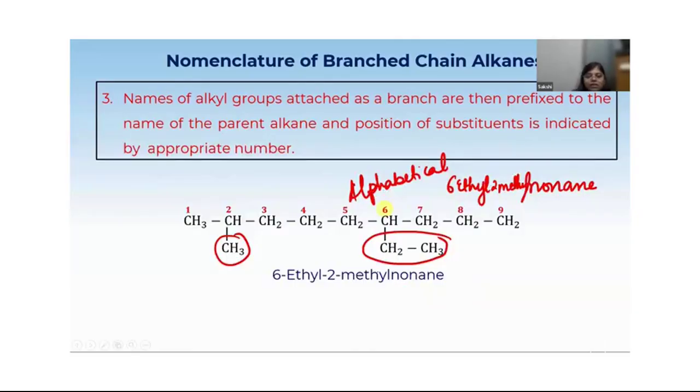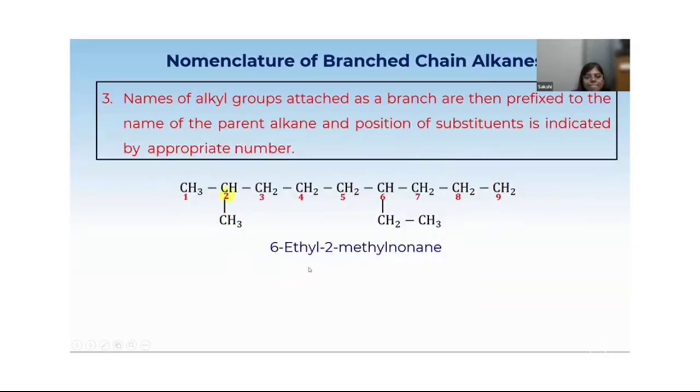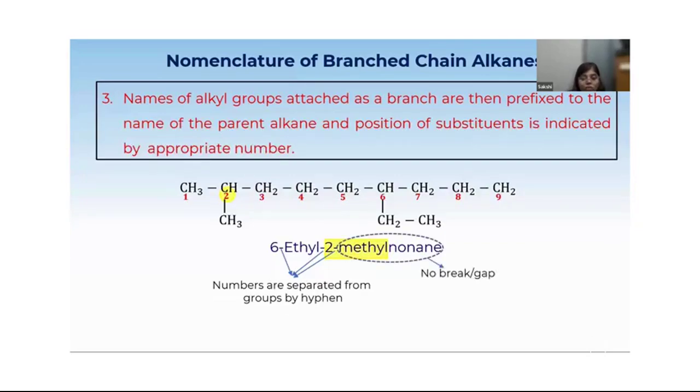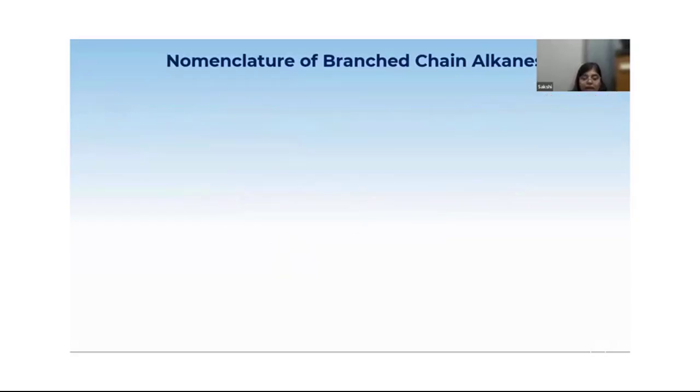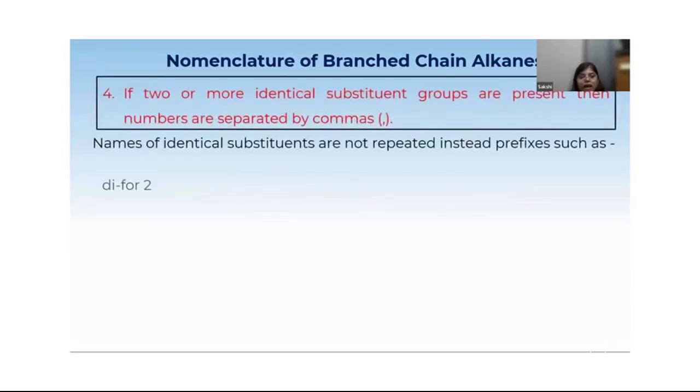Okay. Let us move forward. So numbers are separated from the groups by hyphen, which is very, very important. You have to separate the numbers by hyphen. Okay. And there is no gap in between methyl and nonane. There is no gap. Okay. If different alkyl groups are present, they are listed in alphabetical order. Okay. And if two or more identical groups are present, right, then the numbers are separated by commas.